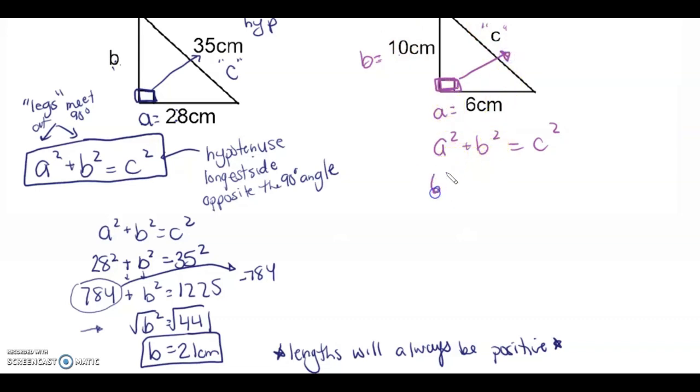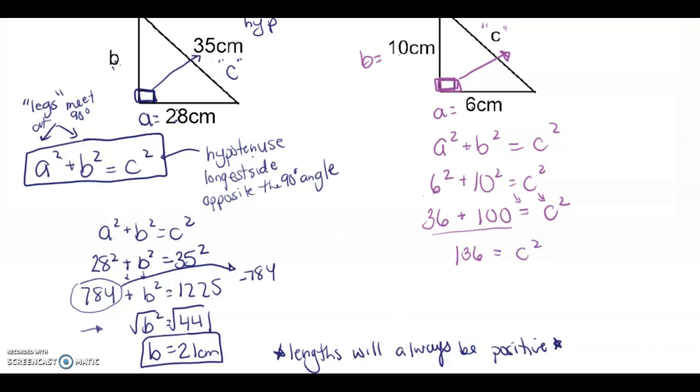So let's go 6 squared, a squared, 6 squared, plus 10 squared equals c squared. Okay, let's put it into our calculator. 6 squared is 36. 10 squared is 100. And then we're just going to bring down the equal sign and the c squared. Okay, so 36 and 100 are like terms. I get 136 equals c squared.